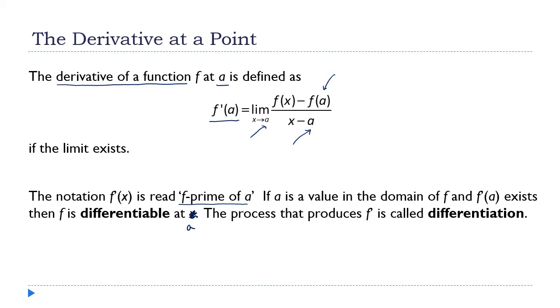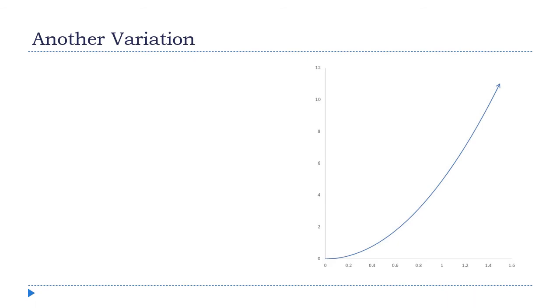But there is another version of this definition, and it's sometimes more useful to think of it this way. But they are going to be equivalent. So I'm going to start off with the same situation. I want to find the slope of the tangent line at x equals 1. So this is the point, still 1 comma f of 1. And now I've got a second point up here.